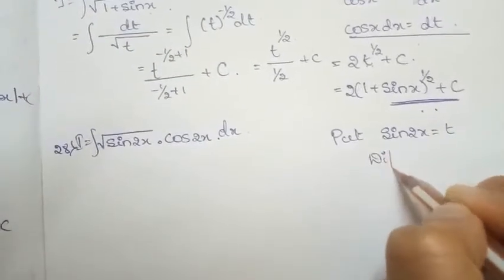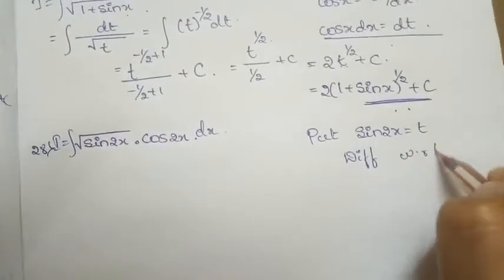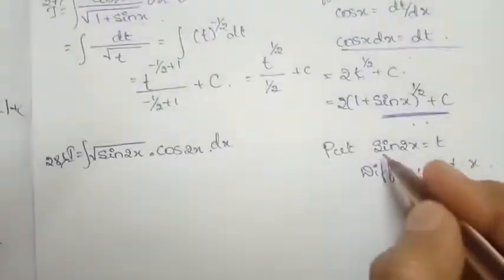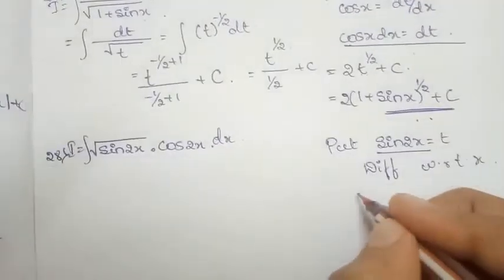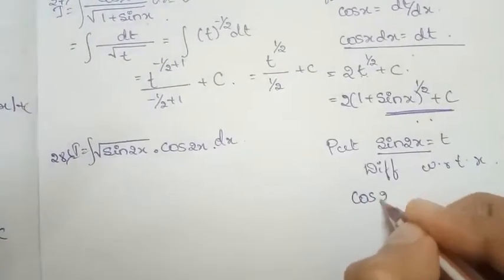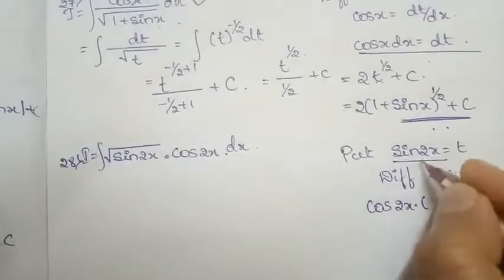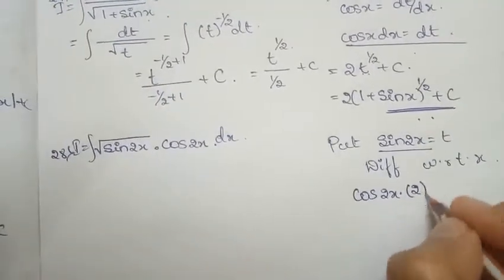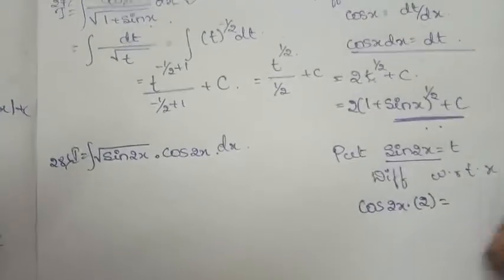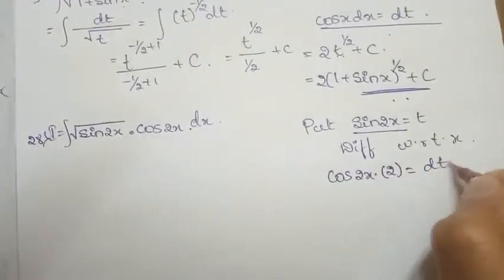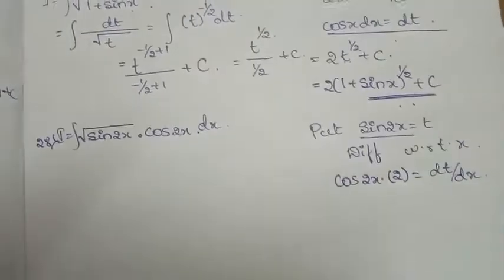Then I am differentiating this with respect to x. So what is the differentiation of sin 2x? It is cos 2x into the differentiation of 2x, which is 2. It goes with the chain rule. Then differentiation of t with respect to x is dt by dx.